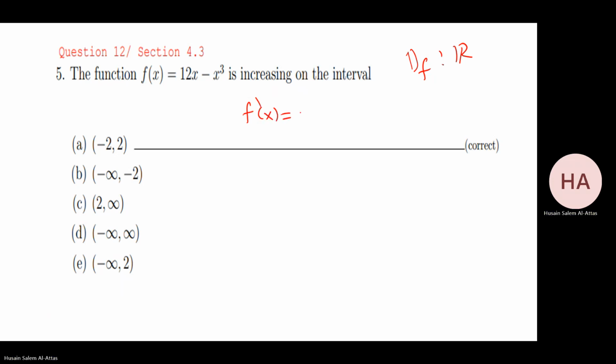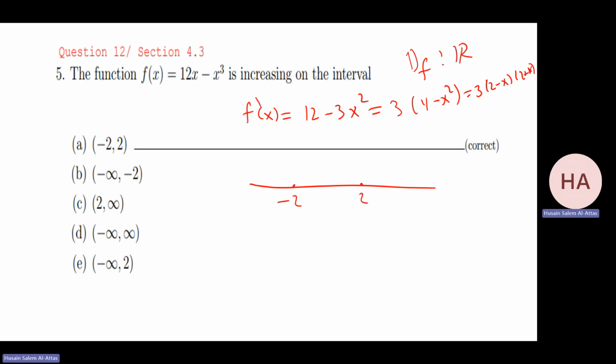f prime will be what? 12 minus 3x squared. In other words, it's 3 times (4 minus x squared), or 3 times (2 minus x) times (2 plus x). I have minus 2 and 2. Take a value before minus 2, minus 3. It will be positive times negative, that will be negative. Take a value between minus 2 and 2, take 0. It will be positive. More than 2, take 3, it will be negative times positive, that will be negative. We want what? Increase. Increasing from where to where? From minus 2 to 2.